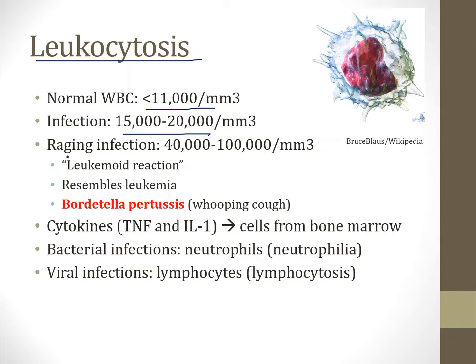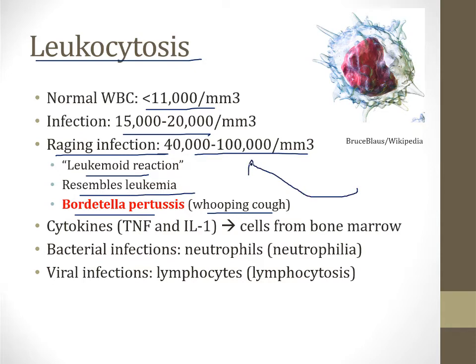In some cases, when there's a raging infection, it can even get as high as 100,000 or rarely higher. This is referred to as a leukemoid reaction because it resembles leukemia. And a very high yield thing to remember for step 1 is that Bordetella pertussis, the bacteria that causes whooping cough, is famous for causing these very high white counts. We don't see Bordetella much anymore because of vaccination, but when it does occur, the white count can get very, very high and mimic leukemia.